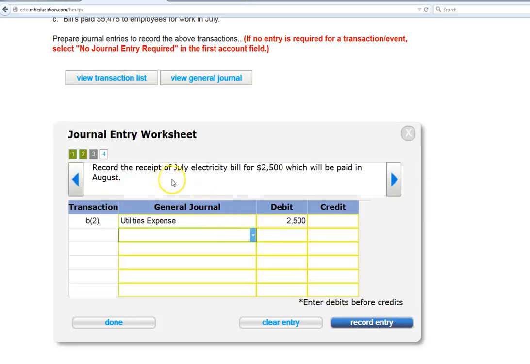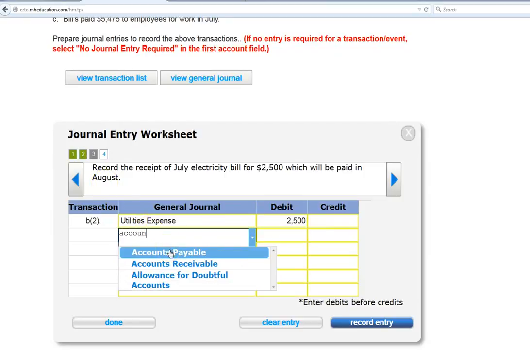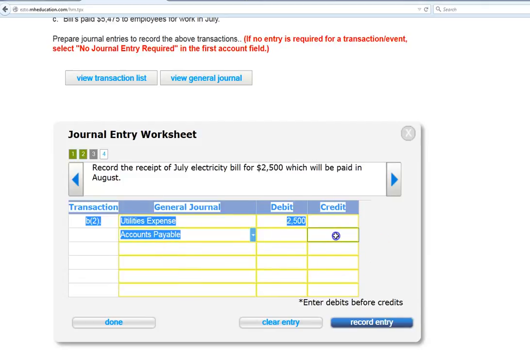We're receiving the bill, but it's not going to be paid in July. It's going to be paid in August. So we're going to have to put this in accounts payable. Liabilities are on the right side of the accounting equation, so we're going to right side our credit to increase. So this is an example where you receive the benefit of the cost, but you're not paying it until later. If you receive the benefit of the cost in the current period, record an expense in the current period.